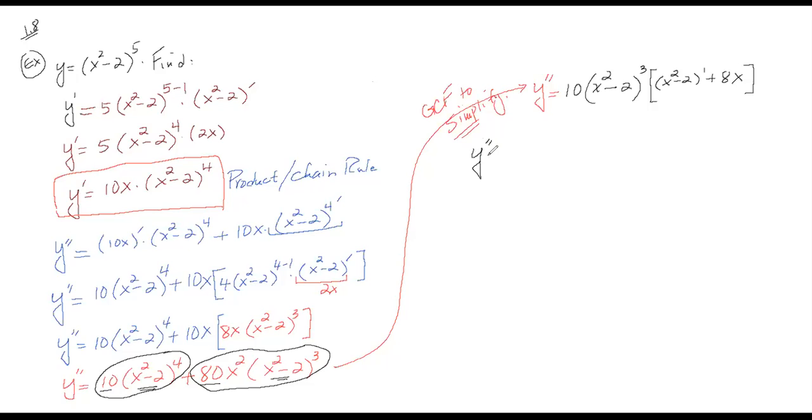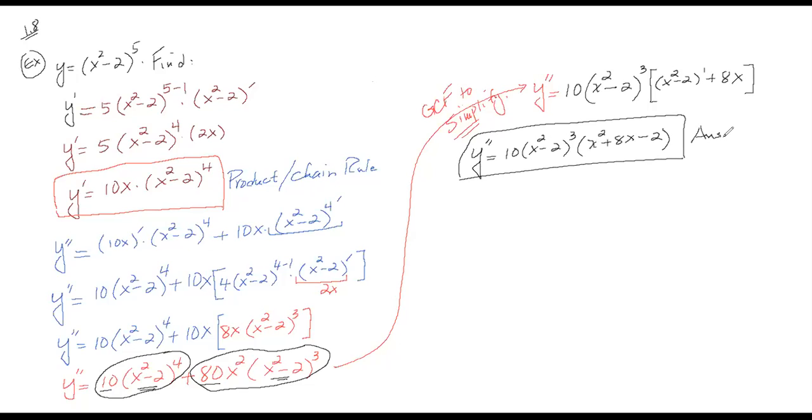Okay, so one more, maybe a couple more steps. 10 x squared minus 2 to the third. And this just comes out to x squared plus 8x minus 2. And that's our final answer. Okay, so please make sure you don't give up, folks. You need to practice simplifying expressions. And a lot of these, as you've seen, are factoring parts, okay? You keep on factoring until you get to the final simplified answer.